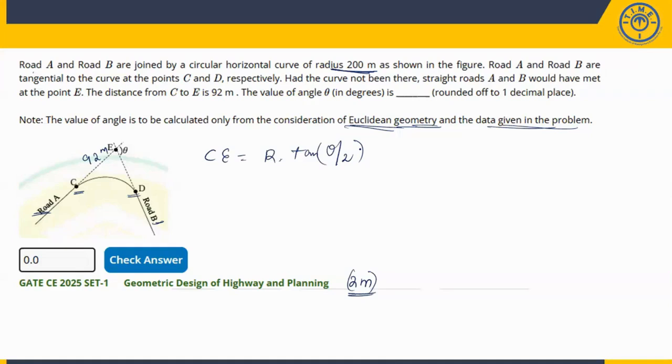Sorry, CE, the distance, is equal to radius into tan of the half angle. If this is theta, this is theta, this is theta, this will be theta by 2. And how is R, theta calculated? You know CE, you know R.